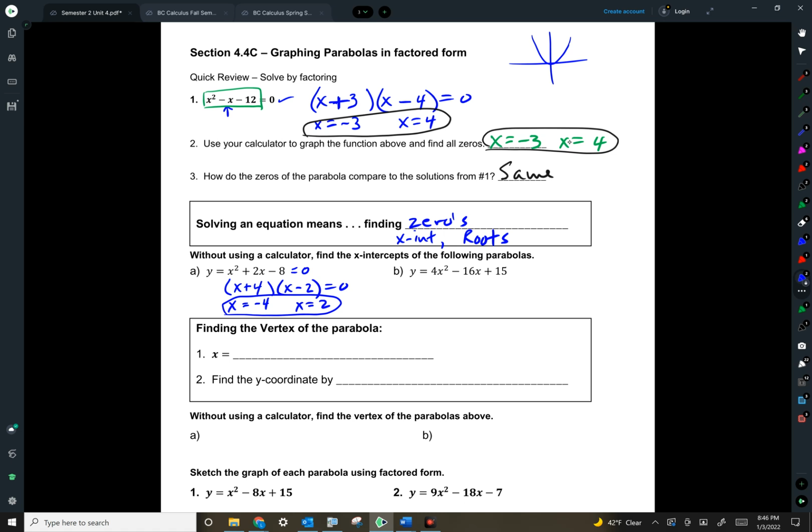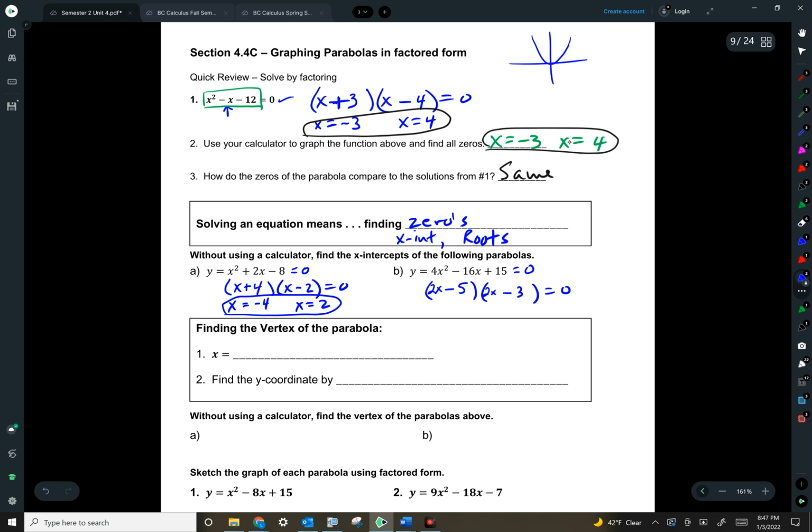Okay, same thing here. If I'm finding the x-intercepts, that means I'm setting it equal to 0. I'm finding the zeros. And then if I factor it, let's see, can this be factored? I need both minus. I'll start with a 2x and a 2x to get the 4x squared. And for 15, let's see, if I try 5 and 3, 5 and 3.